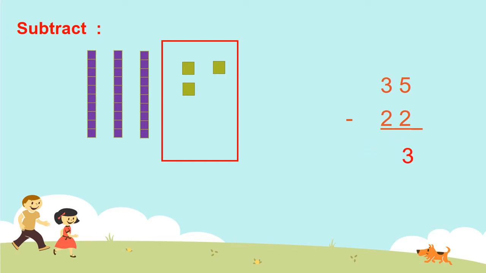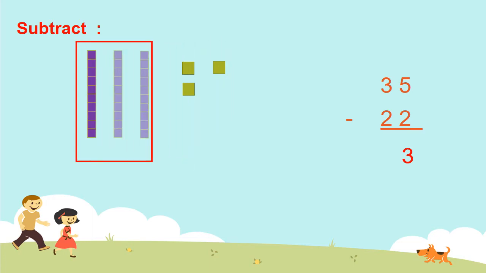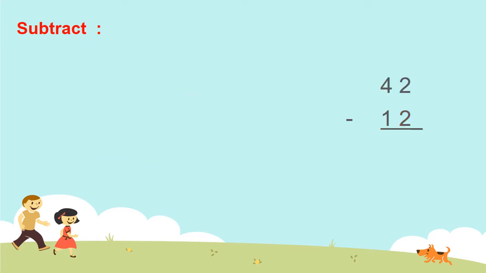Now let's go to the tens. Now I have 3 tens. I want to remove 2. These 2, I'm going to remove these 2. Look at that. It's removed. So what do I have left? 1. Good job. Let's see another example.